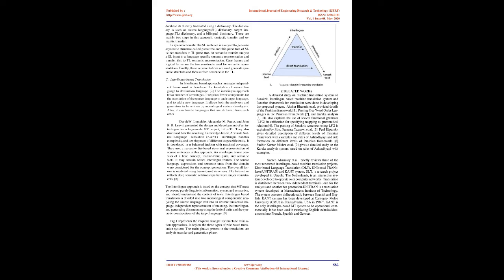Fig. 1 represents the Vauquois triangle for machine translation approaches. It depicts the three types of rule-based translation system. The main phases present in the translation are analysis, transfer, and generation phase. 3. Related works. A detailed study on machine translation systems on Sanskrit, interlingua-based machine translation systems, and the Paninian framework for translation were done in developing the proposed system.